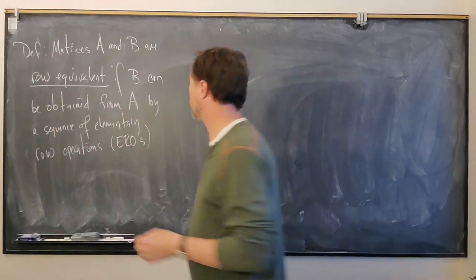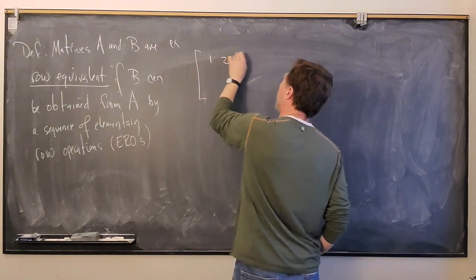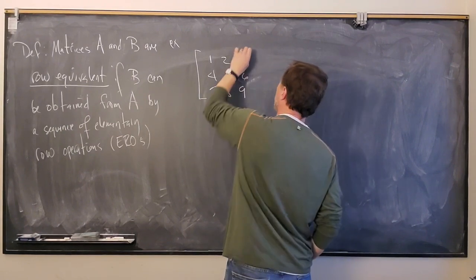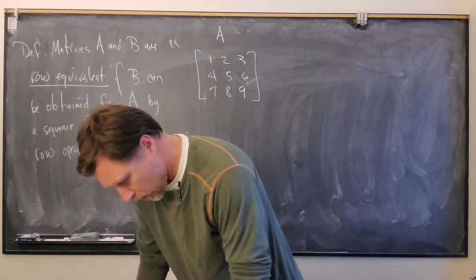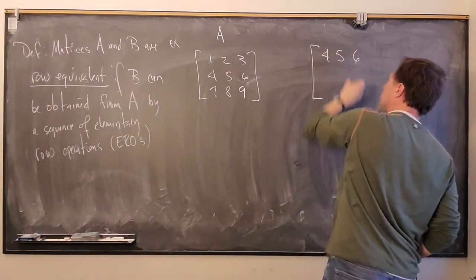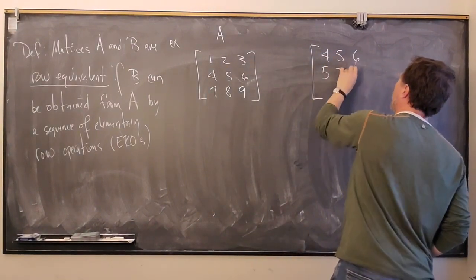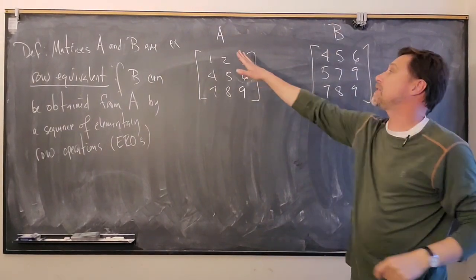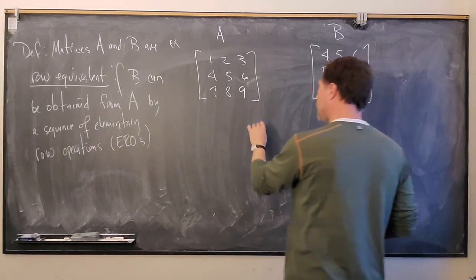So let me give you an example here. So here's the matrix A. Here's my example. And I'm going to just go 1, 2, 3, 4, 5, 6, 7, 8, 9. So here's my matrix A. And the matrix B, it's going to be 4, 5, 6, and then 5, 7, 9, and then 7, 8, 9. So I'm going to call this matrix B. And my claim is that these two matrices are row equivalent. So here's how to verify that.